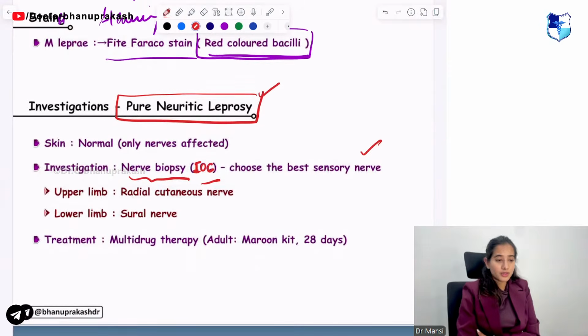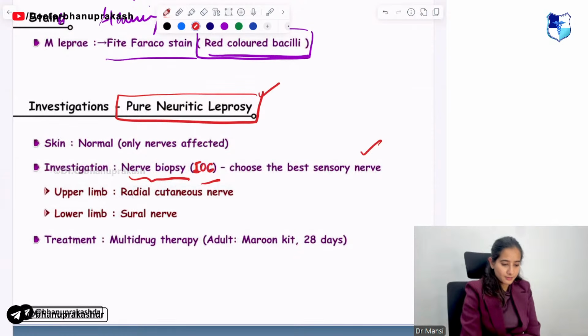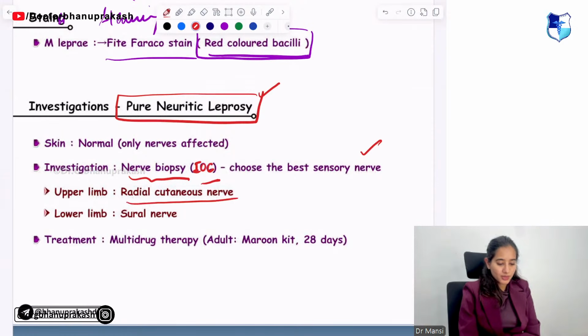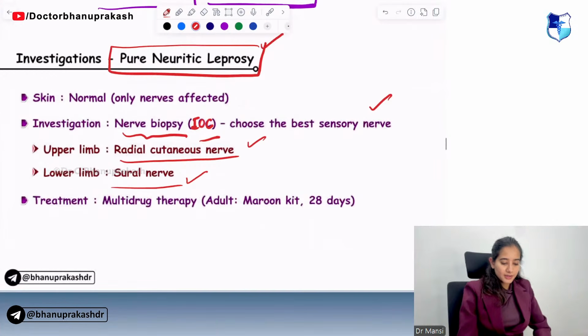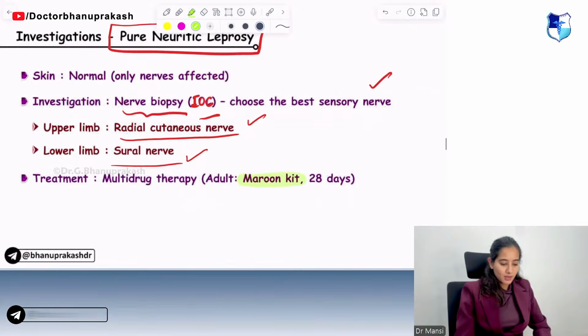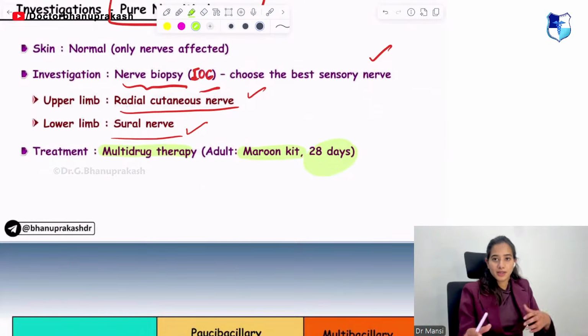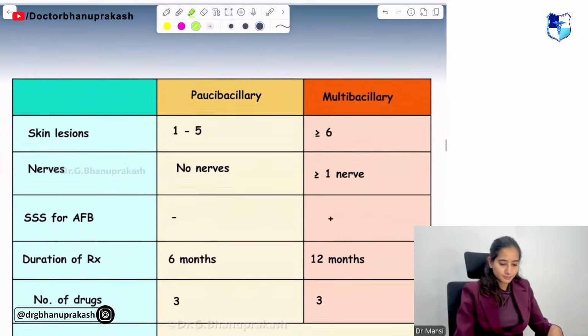So which nerve can you use for biopsy? You can take the radial cutaneous nerve from the upper limb, or the sural nerve for biopsy. Then you give the maroon kit, and study it along with your PSM as well. This is a multi-drug therapy regimen. We give it for 28 days. So every 28 days, the patient comes in OPD for follow-up, and then you give the drug again.